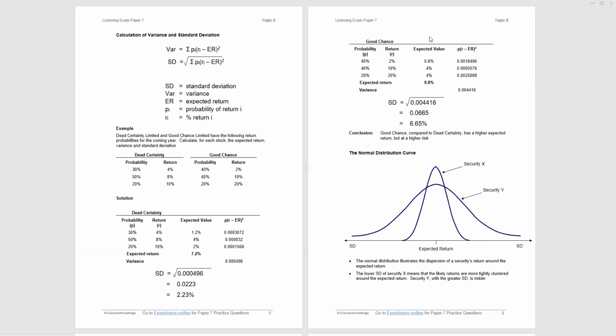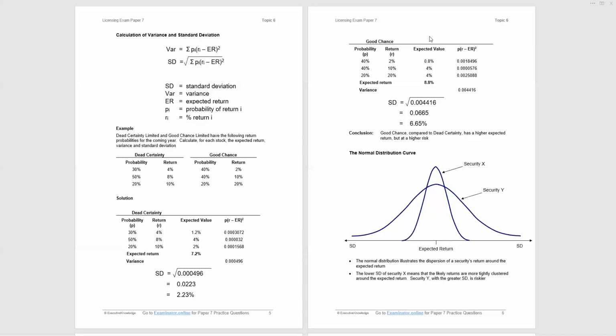Good Chance had a different probability distribution across 3 returns. We calculate the expected value, and you see that it turns out to be 8.8%. We do the same calculation of variance, and that comes out at 0.004416. We take the square root, and we end up with 6.65%. Now, the important point here is the comparison.